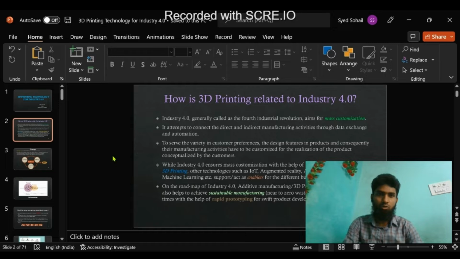previous revolutions. We can say we are aiming for mass customization, and it attempts to connect the direct and indirect manufacturing activities through data exchange and automation. So we already had IT technology being used for manufacturing activities to enhance the manufacturing activities and to mass produce components.